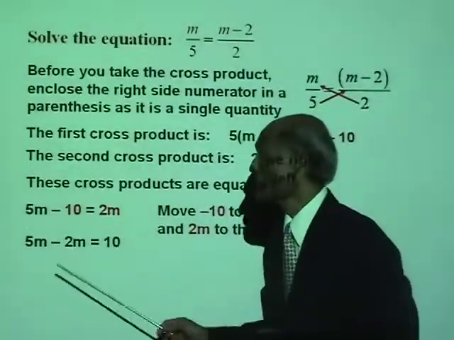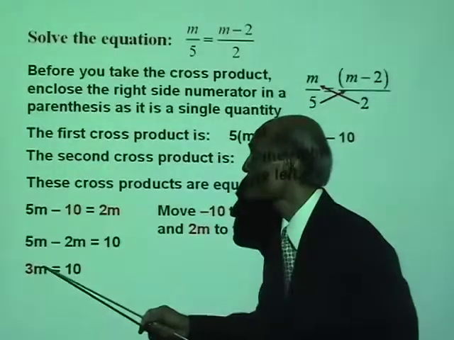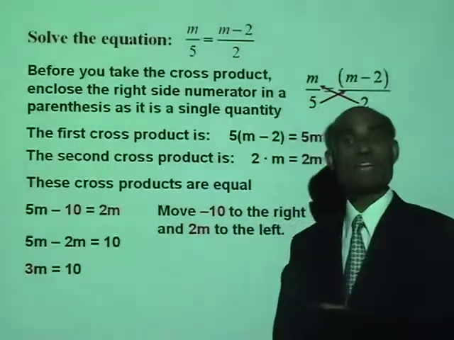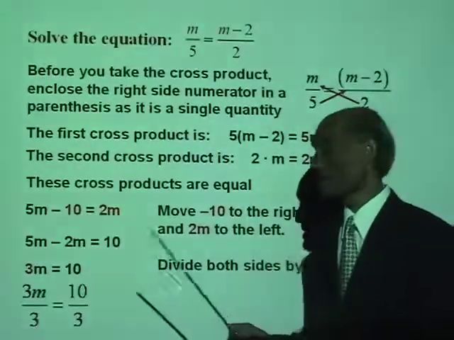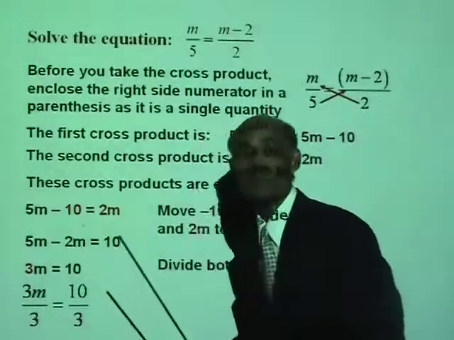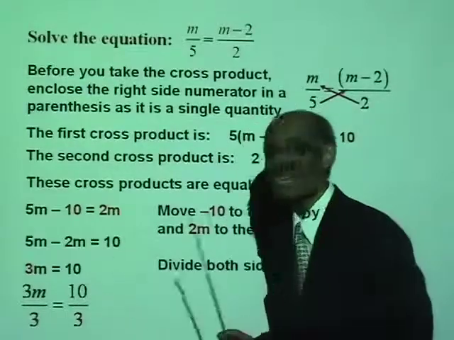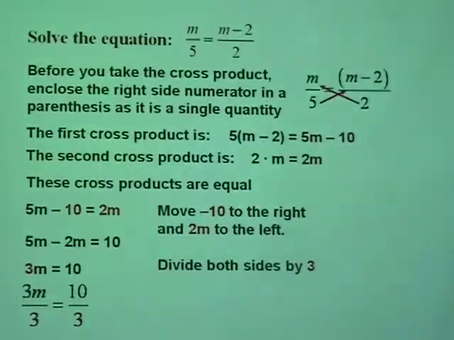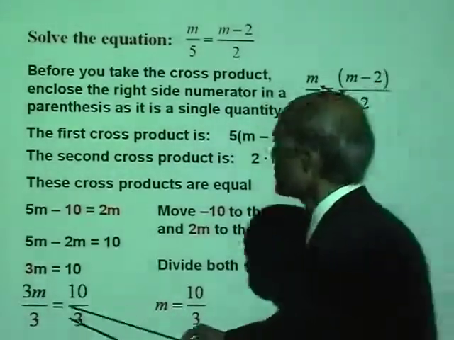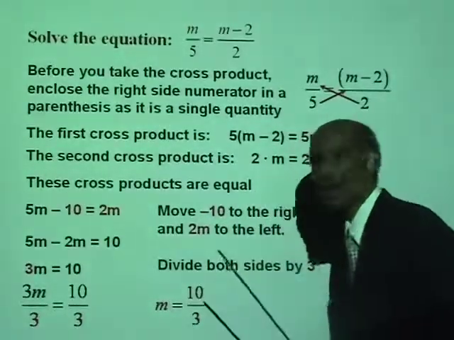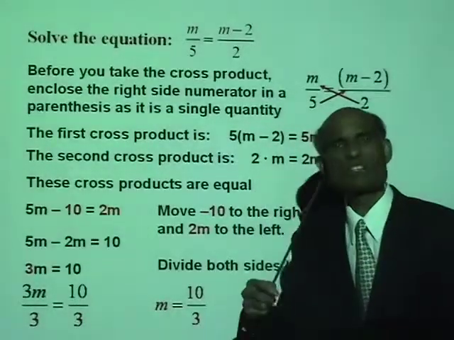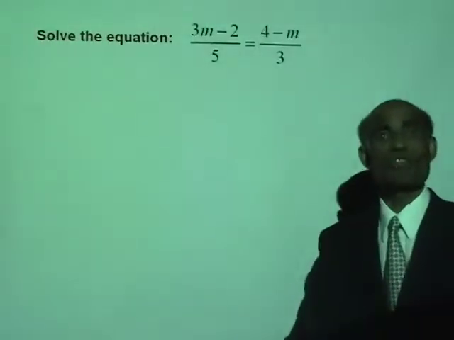And that is 5m minus 2m is 3m. 3m equal to 10. Divide both sides by 3. 3m divided by 3 equal to 10 divided by 3. What is m equal to, therefore? m equal to, the 3 and 3 cancels, m equal to 10 over 3, which is actually 3 and 1/3.